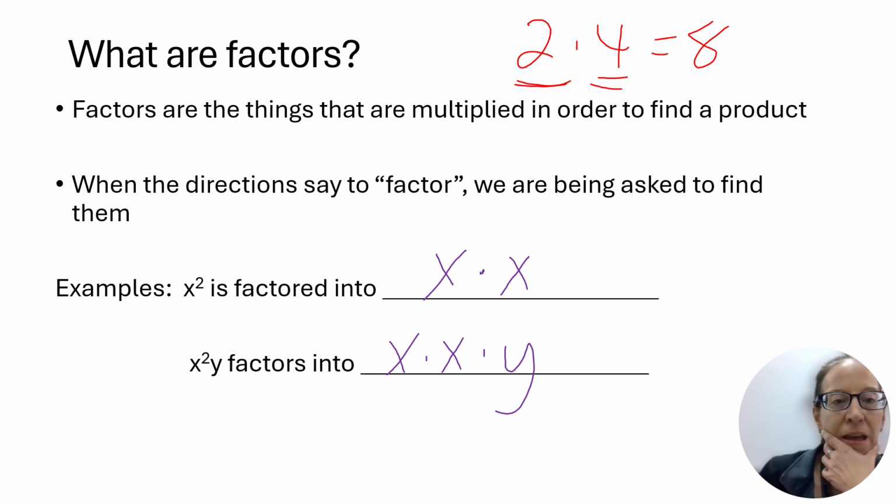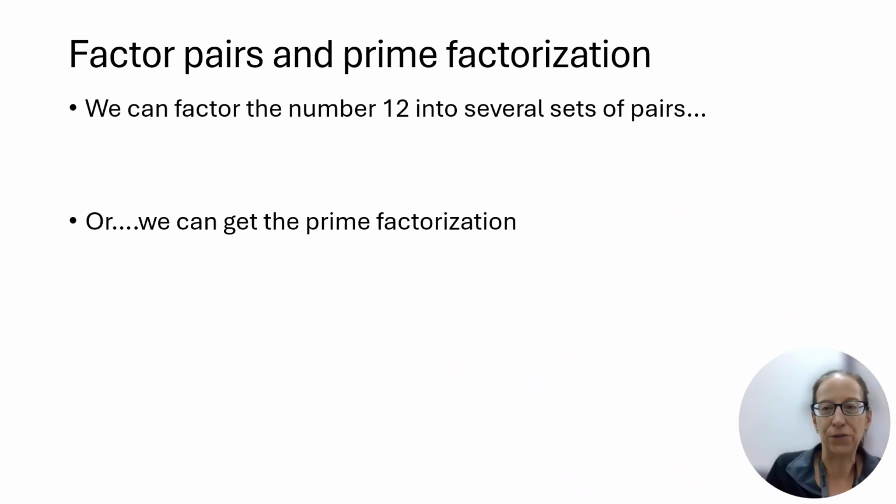X times x. When it comes to numbers, it's not different, but it sort of is. We can factor the number 12 into several sets of pairs. And a lot of times when we're factoring, what we're looking for are those sets of pairs. If you are terrible at multiplication, and a few of you this year have told me straight up you have never been made to memorize your times tables, this can get very difficult. I might put together a multiplication table for you to use as a reference during class, but eventually this is something that you're going to need.